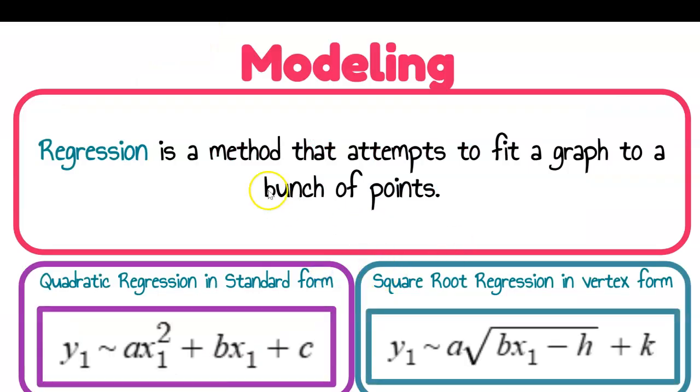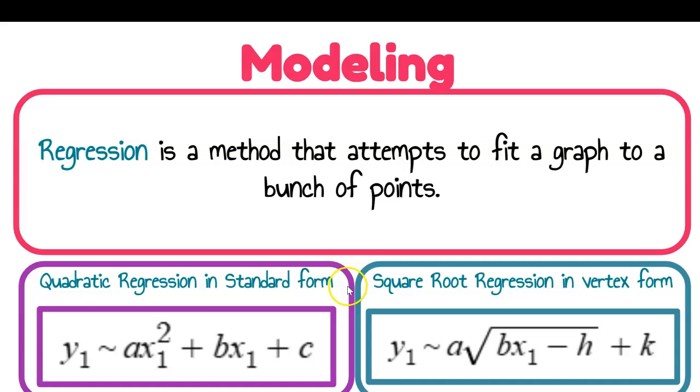All right, so a regression is a method that attempts to fit a graph to a bunch of points. If you did the Desmos activity, you would see that once you make a table, it'll put a bunch of points on a graph, and then you're trying your best to fit either a straight line or a quadratic, a parabola, that U shape, or a square root graph, that sideways curve, to the points. So you're trying to make it fit through all of the points as best as you can.